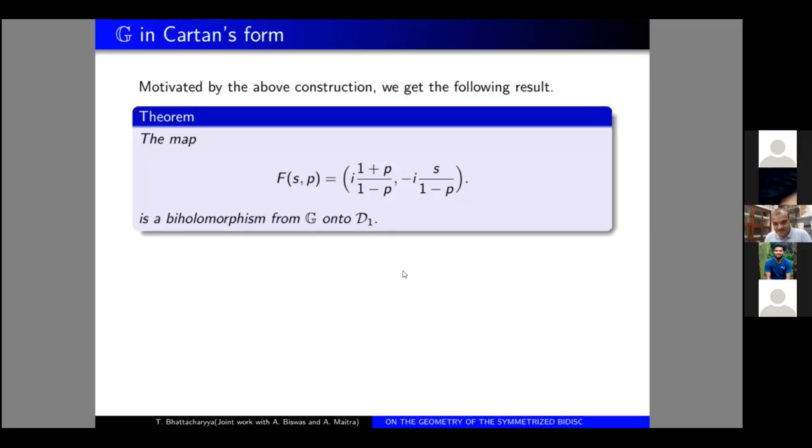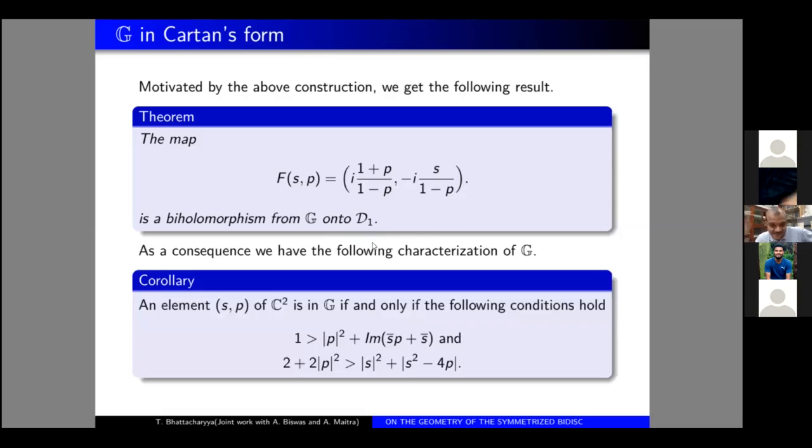Motivated by looking at the leaves again, and specifically at the leaf at the point 0, we knew what to write down, what should be the biholomorphism. So this is really the biholomorphism. This is an unbounded realization of the symmetrized bidisc. The symmetrized bidisc is a nice bounded domain, but this is an unbounded thing. D1 is an unbounded thing, and so we write that.